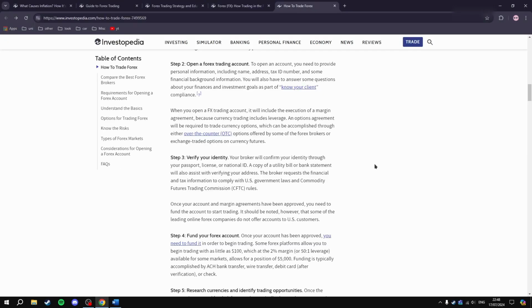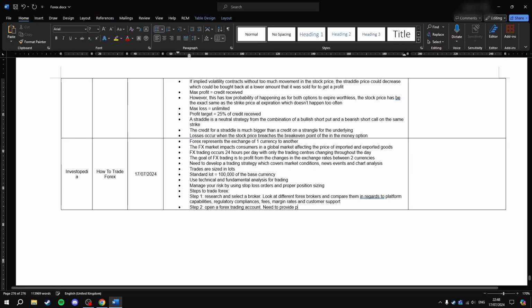To open accounts, you need to provide personal information including name, address, tax ID number, and some financial background information. You will also have to answer some questions about your finances and investment goals as part of Know Your Client compliance.